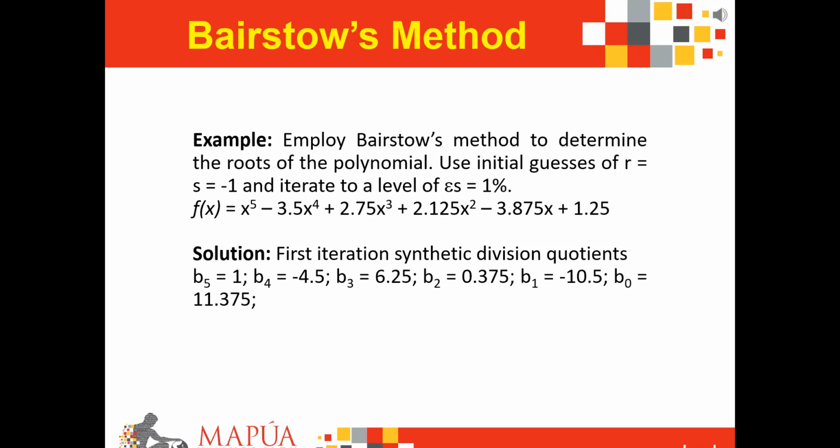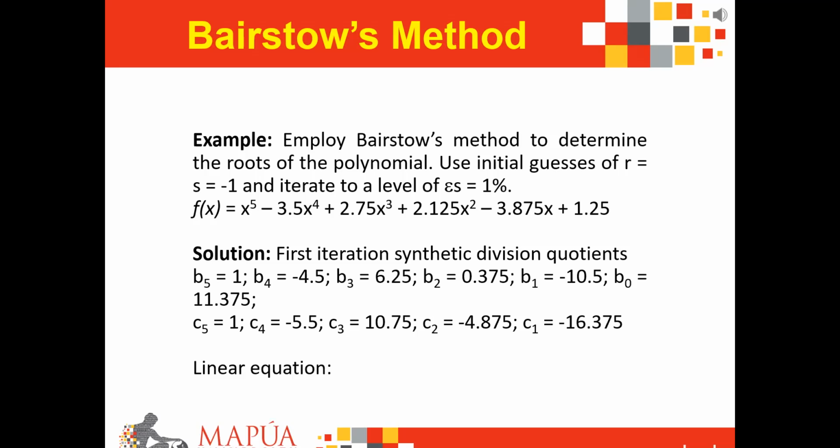Subjecting this first level quotient to synthetic division again gives us a C5 of 1, a C4 of negative 5.5, a C3 of 10.75, a C2 of negative 4.875, a C1 of negative 16.375, which eventually leads us to a linear equation: negative 4.875 delta R plus 10.75 delta S is equal to 10.5. And a second equation: negative 16.375 delta R plus negative 4.875 delta S is equal to negative 11.375.